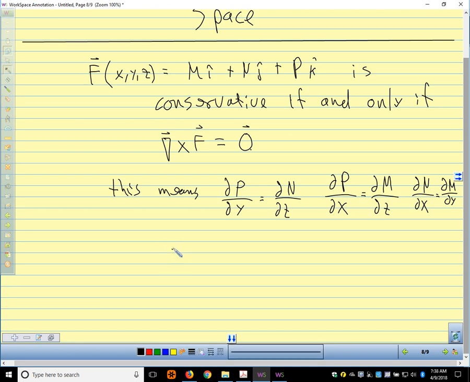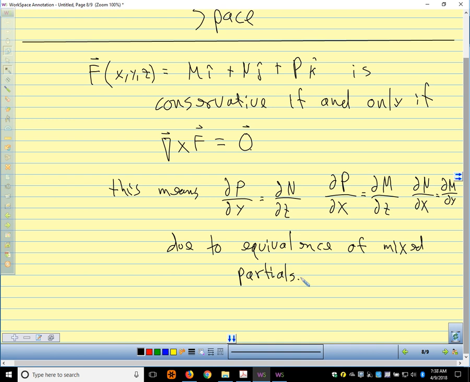So hang on, didn't you just say the del cross f equals 0 is irrotational? Yes. An irrotational field is also conservative? Yes. And if it's conservative, it's also irrotational? Yes. So those two terms are interchangeable? Yes. Irrotational and conservative. And the curl is 0. All three things mean the same thing.